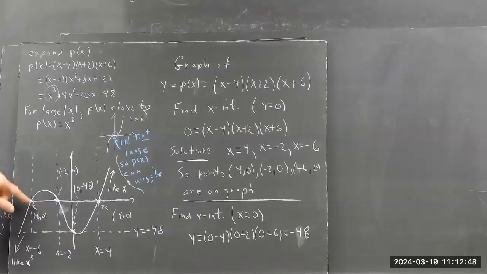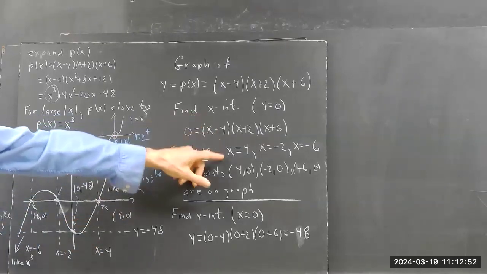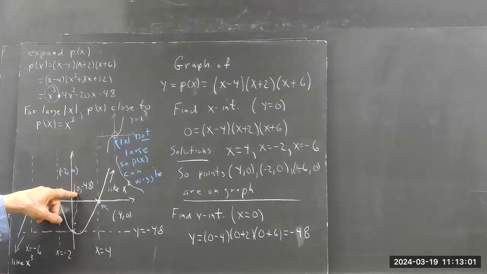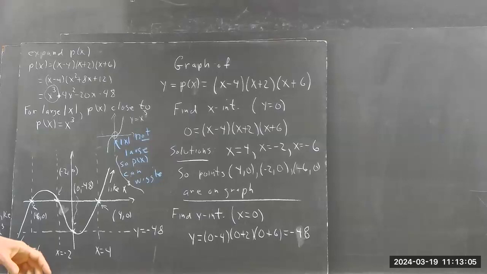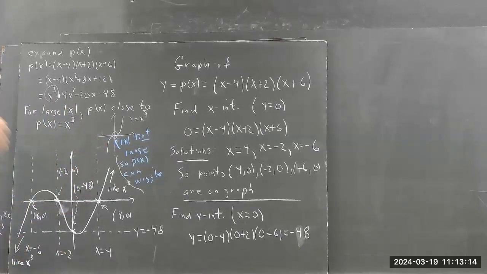Okay, so that -6, 0, -2, 0, 4, 0 come out of this, our x-intercepts. I'm sorry, to let x equals 0, get y equals -48. Get the point 0, -48. Then we got a curve that fits these points.